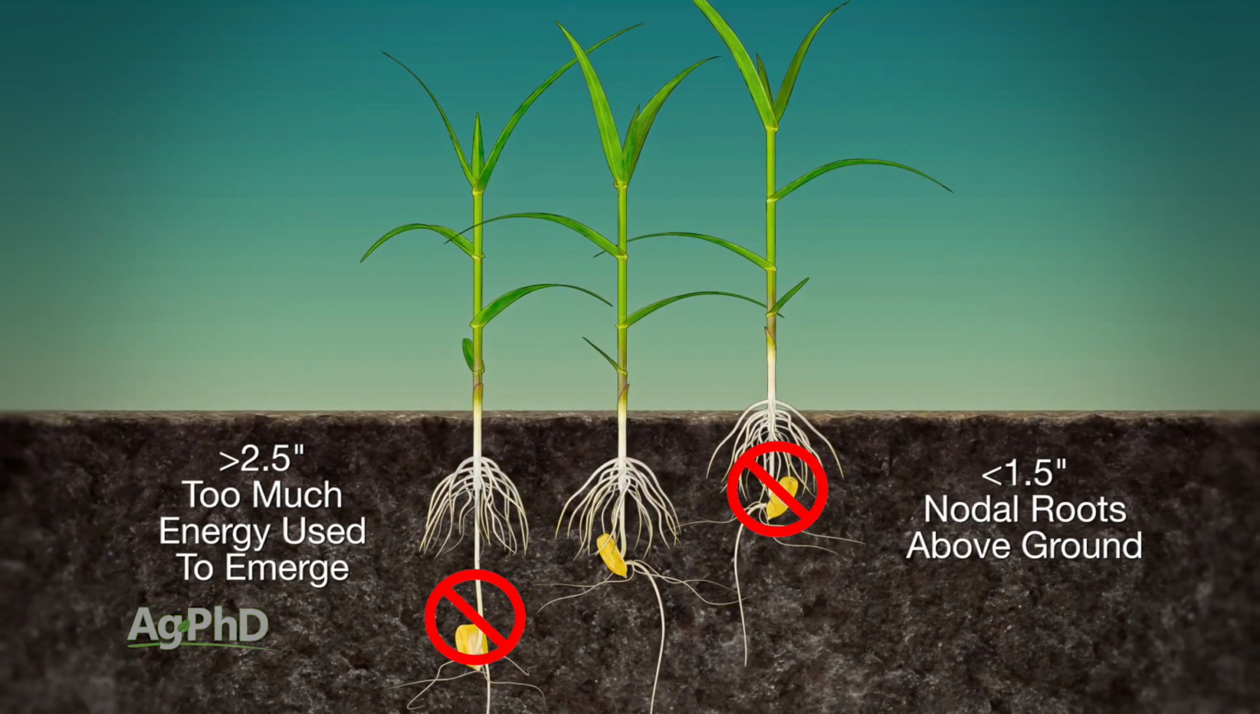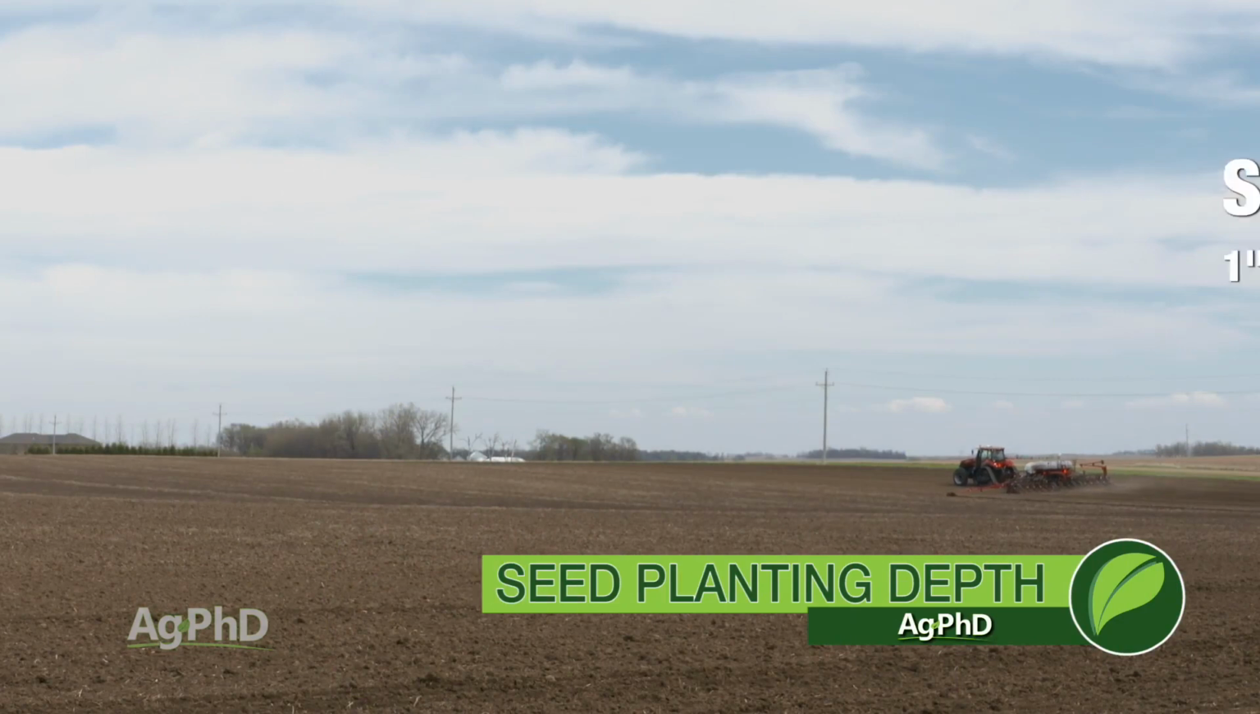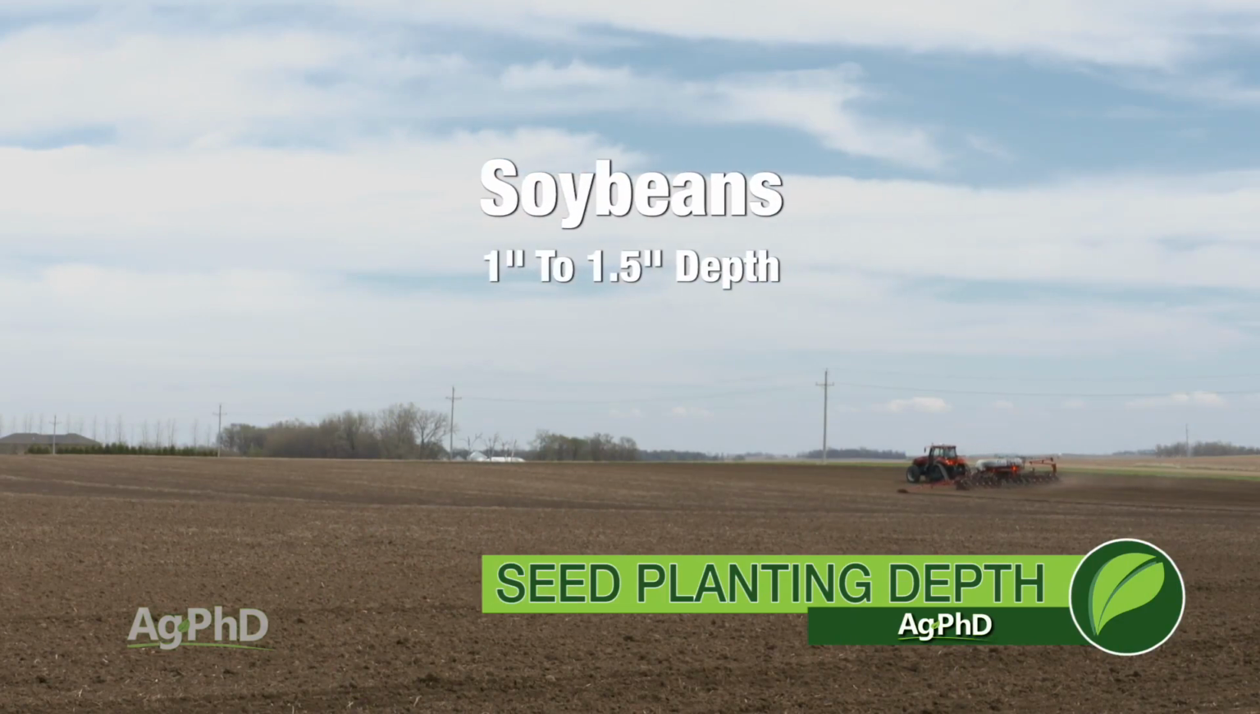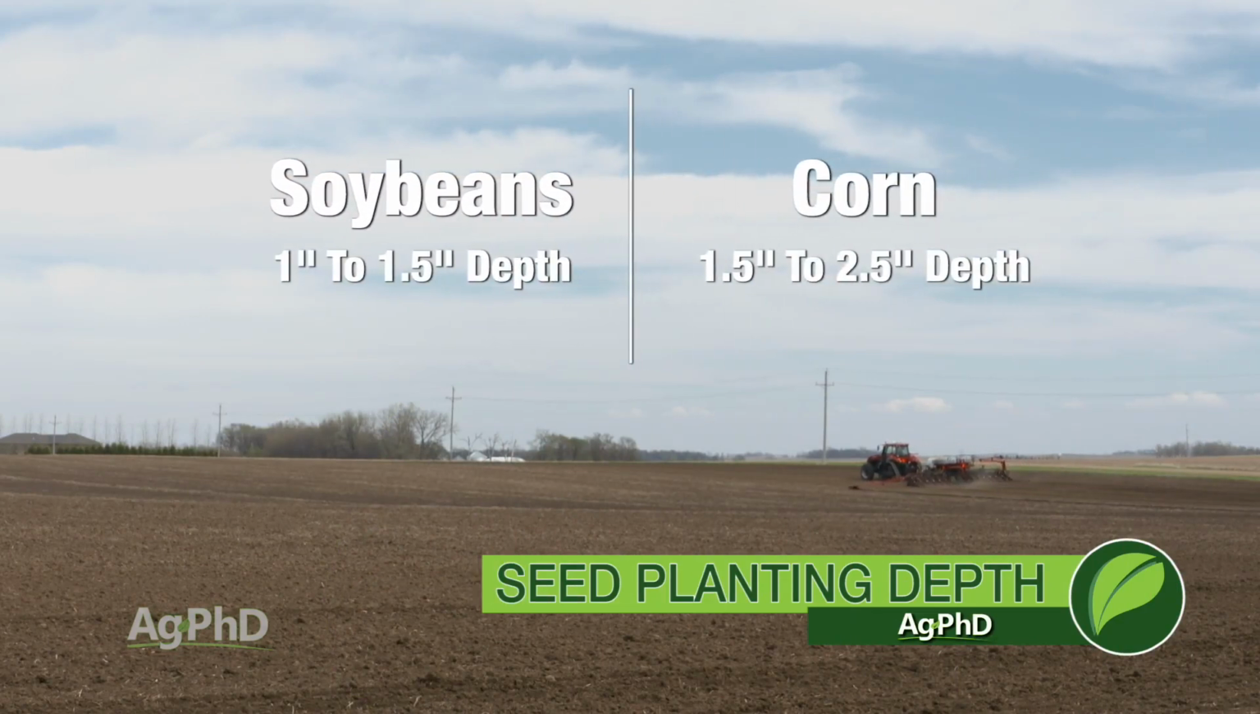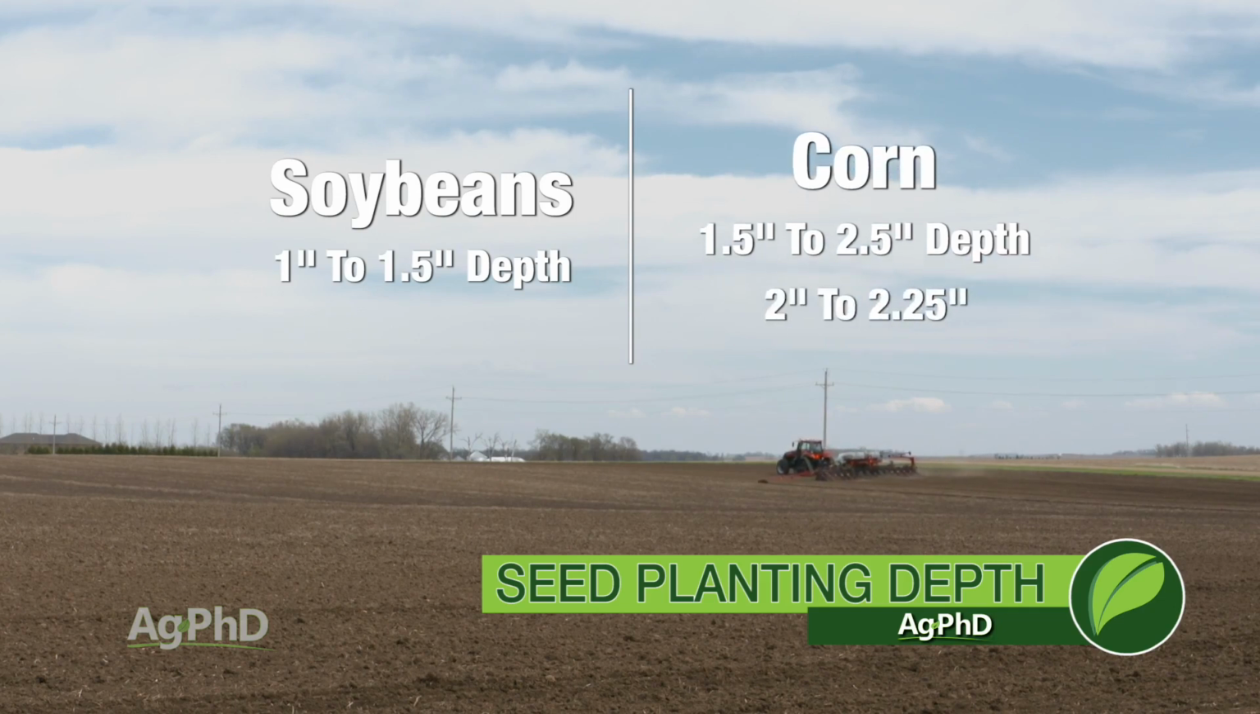Well, once again, when we start talking about soybean planting depth, most all the time we want you looking at that 1 inch to 1.5 inches. With corn, it's 1.5 inches to 2.5 inches. And usually for me, I'm going to tell guys 2 to 2.25 inches if we want to be real precise.